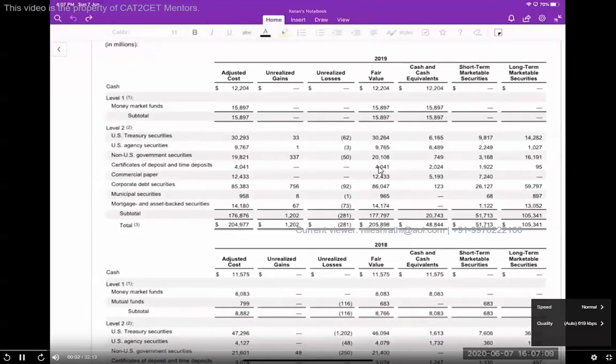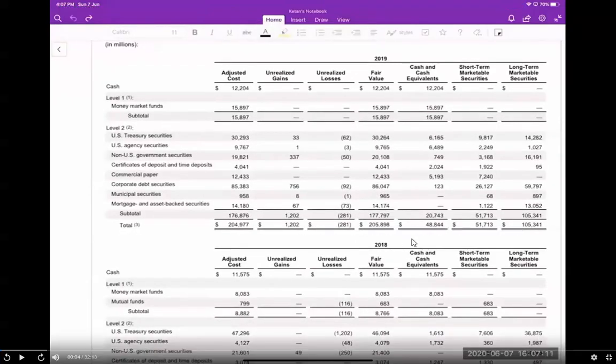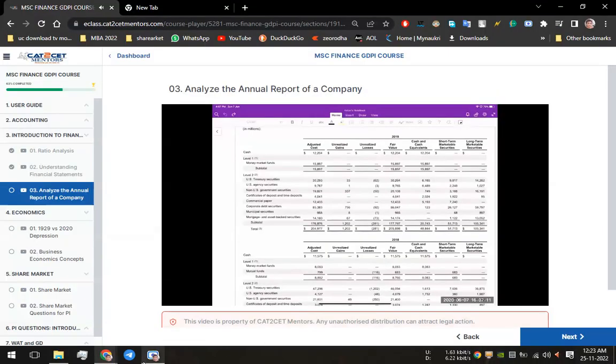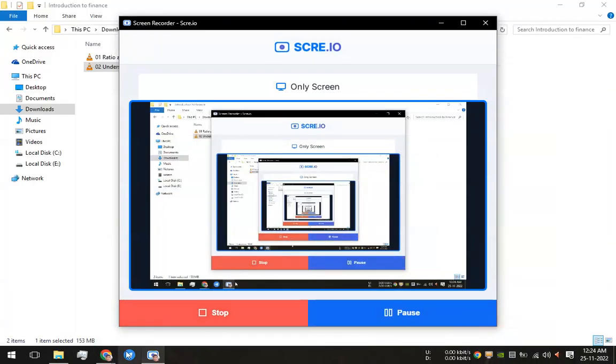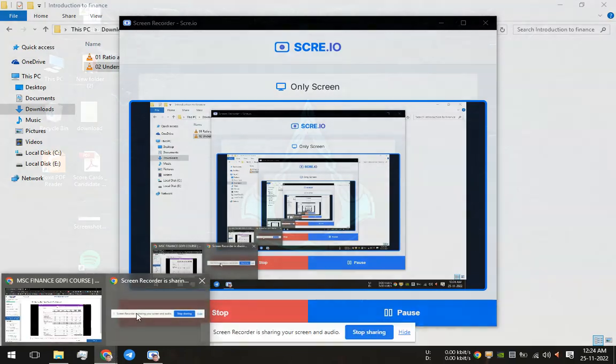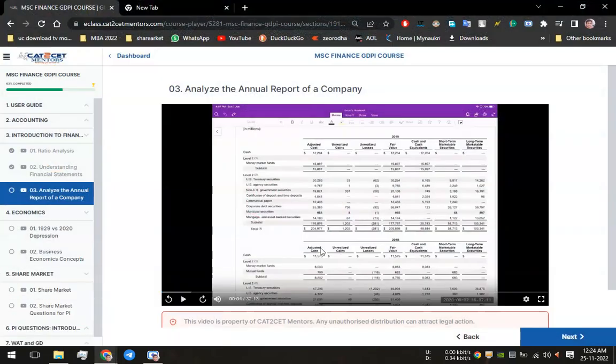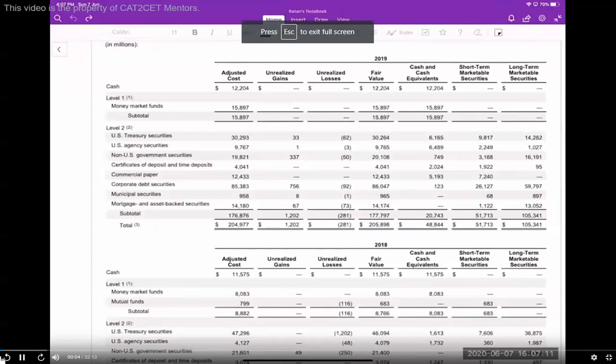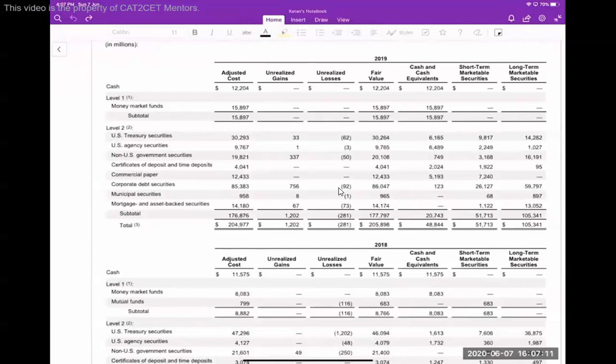Okay. So today's topic is basically annual report. Yeah, the recording is started. Can you see if the recording is on or not? Can you confirm about the recording?